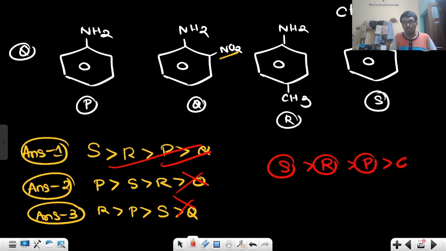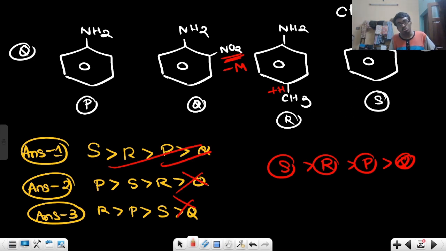Now let us understand why. I hope you can understand that basic character is dependent on plus I effect, not minus I effect. So this one is showing minus M effect. That is not needed. Here aniline has nothing else to do. Fine, very good. Here aniline is getting extra plus I, so it is very happy. So this will automatically be more basic than P. That much you can understand. Now the problem is with S.